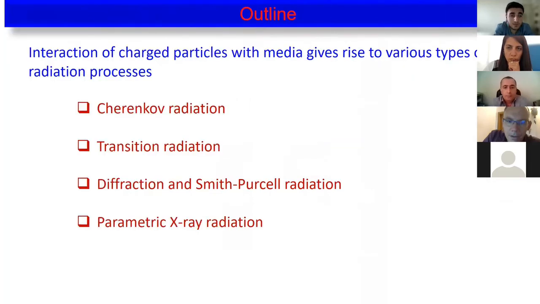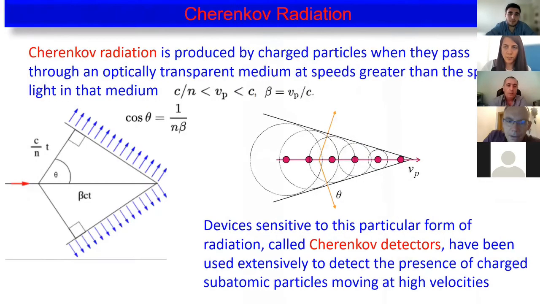First of all, of course, we know that charged particles interacting with media give rise to a number of radiation processes, and I listed here some of these ones. The first is the Cherenkov radiation, then transition radiation, diffraction and Smith-Purcell radiations, and also parametric X radiation. Some simple words about this. Cherenkov radiation is produced when the charged particle moves in a homogeneous medium and the velocity of the particle is larger than the velocity of the light in the medium.